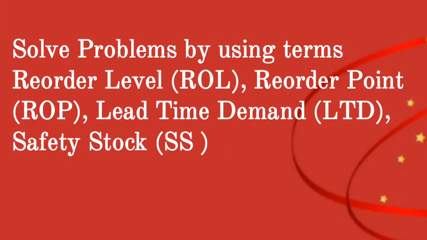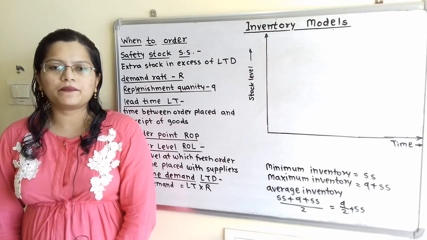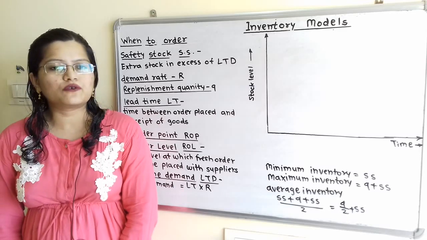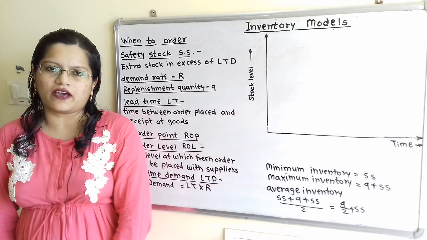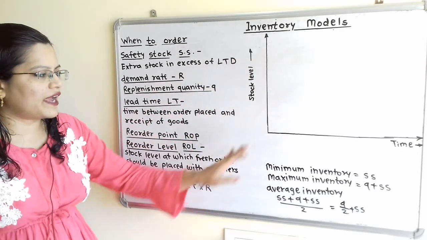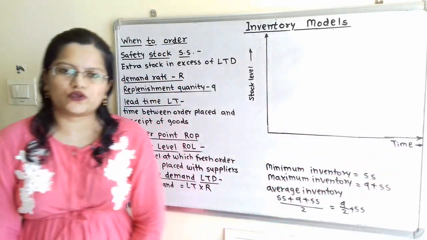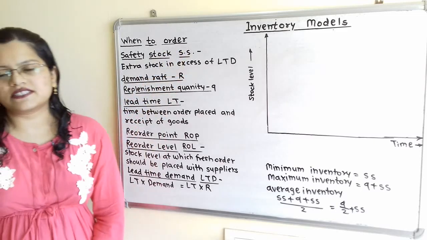Solve the problem by using the terms reorder level, reorder point, lead time demand, safety stock. Let us understand the different parameters which are responsible to decide the time to order the inventory with the help of a graph. On the vertical line we have to maintain the stock level, and on the horizontal line we have to show the time. So the first parameter is safety stock, that is SS.